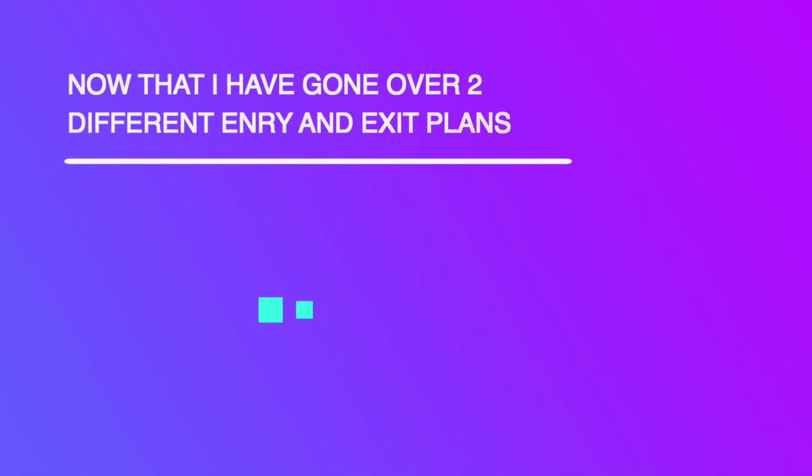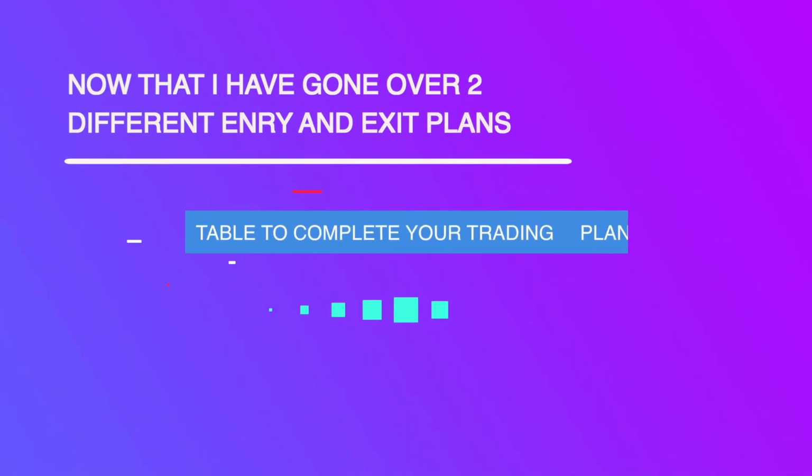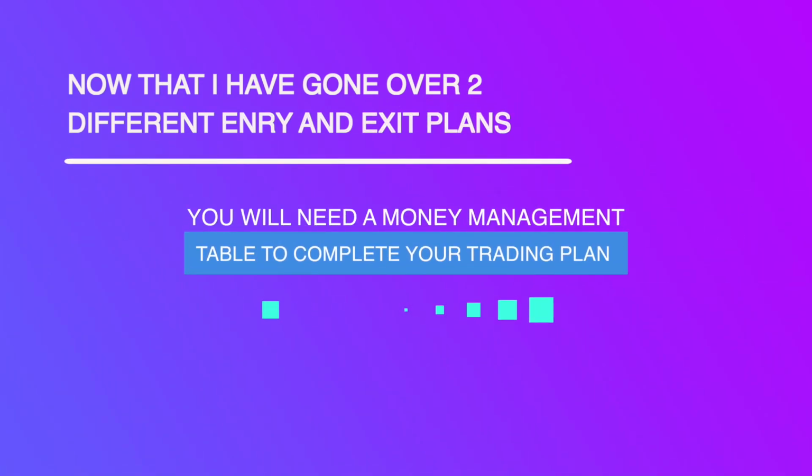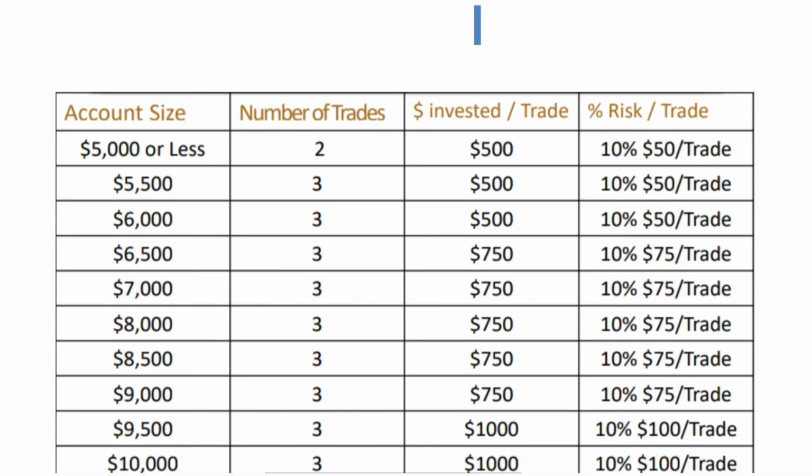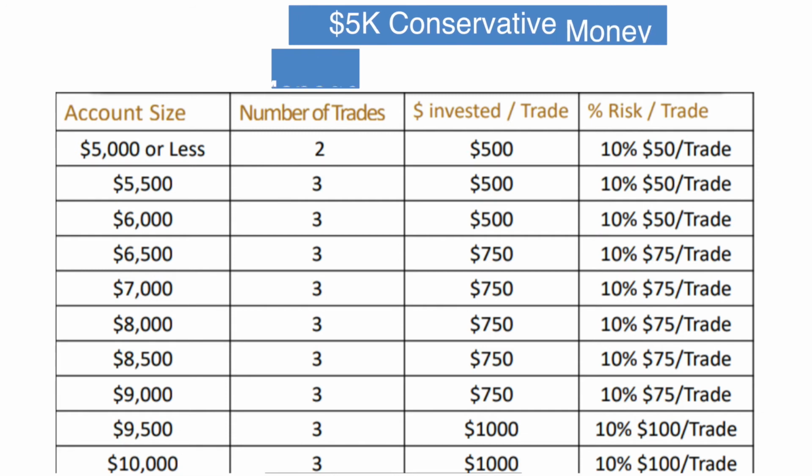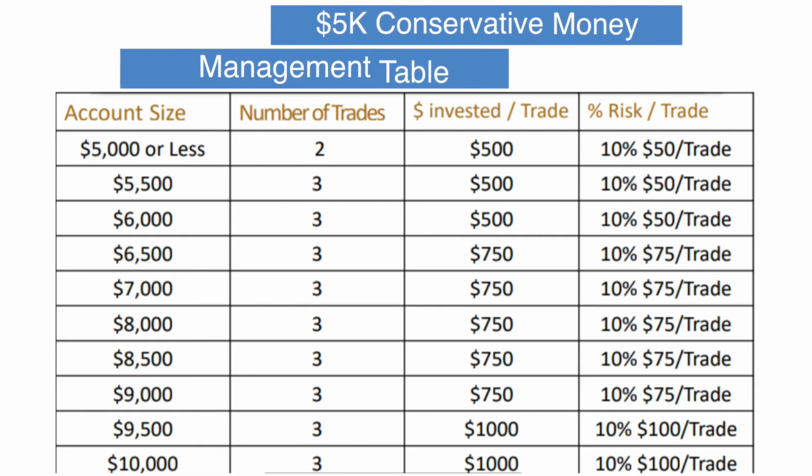Now that I have gone over two different entry and exit plans, you will need a money management table to complete your trading plan. Here is a model of the 5K money management table. The first column is your account size. The account size is the total available cash held in your trading account.